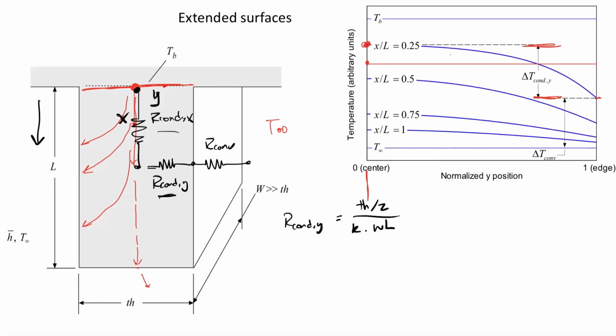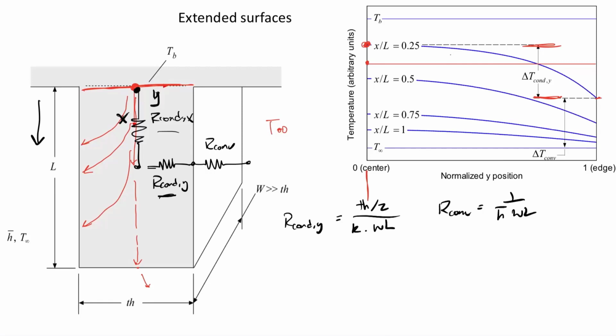And then we have convection in the Y direction as well, or convection to the surroundings. So our convection resistance is going to be 1 over h-bar times A, and A is W times L. Right. So we have now these two resistances. And if you really think about it, what we're trying to do, if we want to justify that temperature distribution up there being flat, what would the ratio have to be?